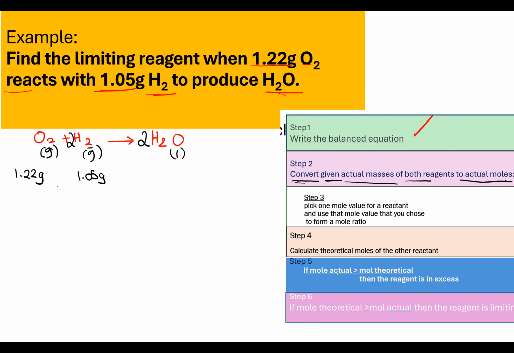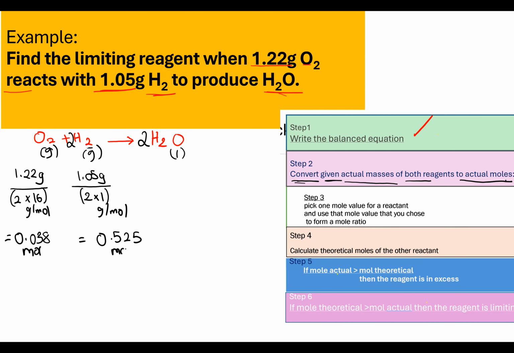So moles is equal to mass divided by the molar mass. For oxygen, it's 16, so 2 times 16 because I have 2 oxygen atoms. And then here for the hydrogen, it's going to be 2 times 1. And then I'm going to add my units here, gram per mole, and then I will write the number of moles from each one that I will get. So basically, we got 0.038 on the calculator and 0.525.